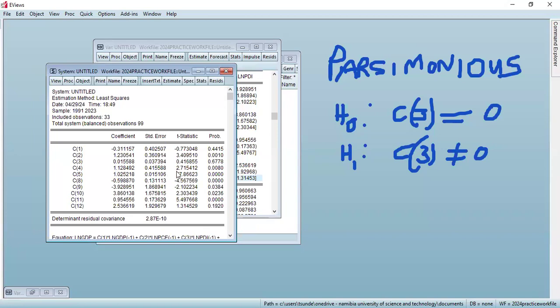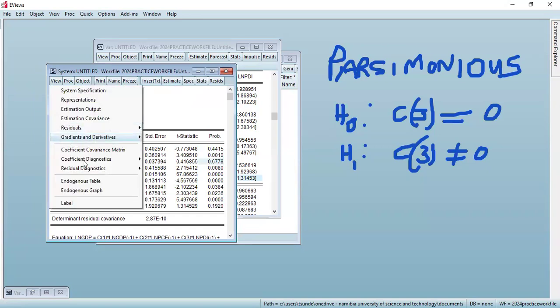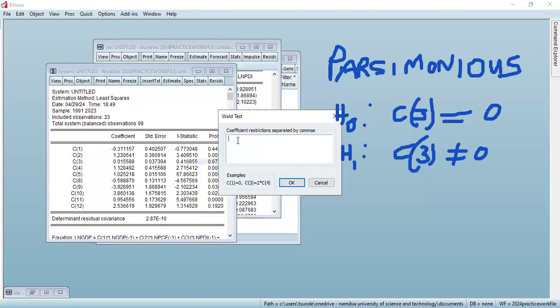As you can see, we still have a problem somewhere. This one is insignificant. C1 is insignificant as well. So let's test if we should drop these 2 again, C1 and C3. So we do the redundancy test using the Wald test again. C1 and C3.